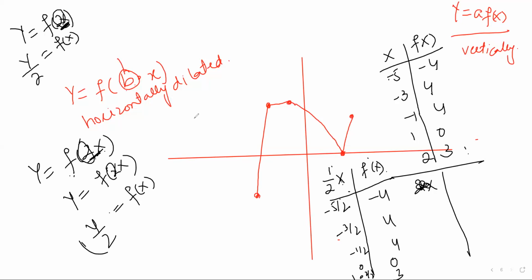Are you getting it or not? In the case when you have a factor multiplied inside the bracket, you just need to take the reciprocal with the x-axis. If it is 2, you just need to do the reciprocal with the x-axis, and the function remains the same.